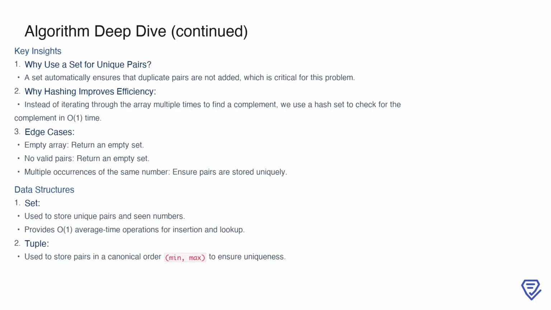Lastly, we need to handle several edge cases to make the algorithm robust. For instance, if the array is empty or there are no valid pairs, we simply return an empty set. Additionally, when the same number appears multiple times in the array, we ensure that we only include valid, unique pairs by storing them in a canonical order, such as always sorting the pair as min, max.